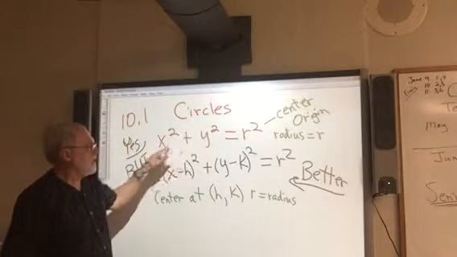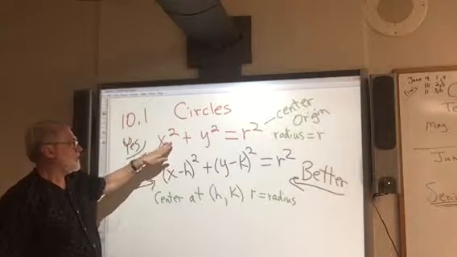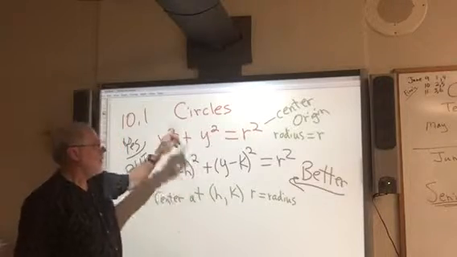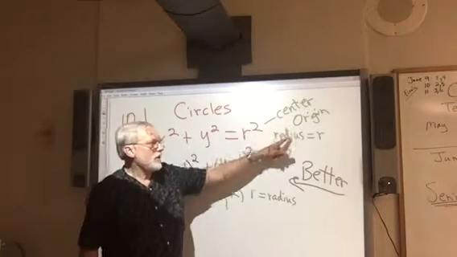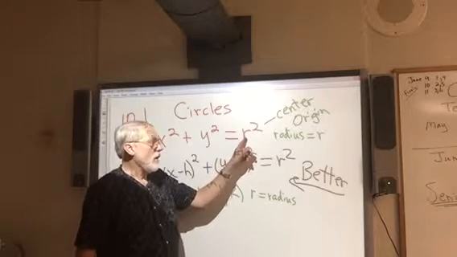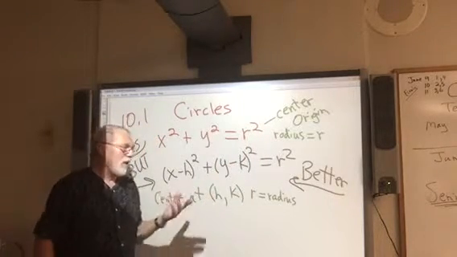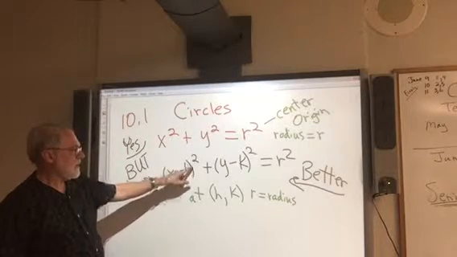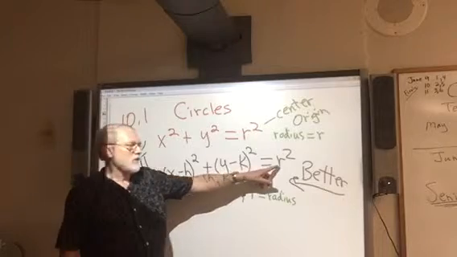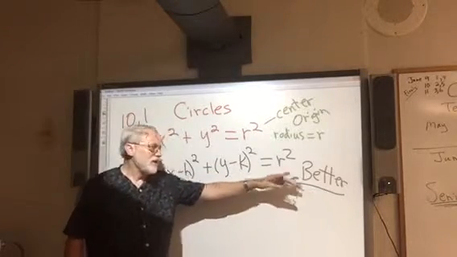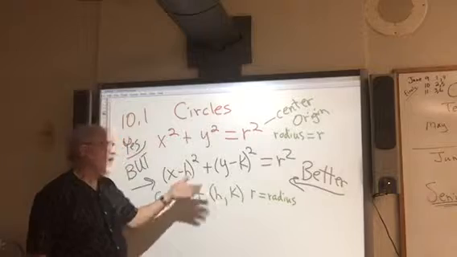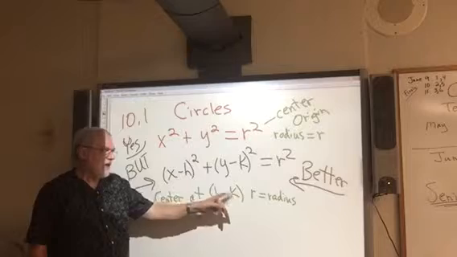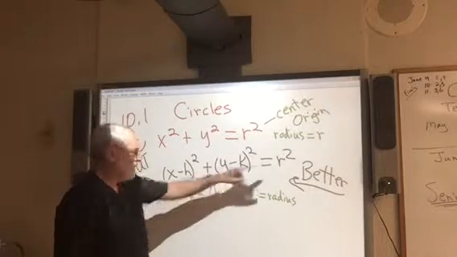10.1 is about circles. You need to remember this. This is the standard form, x squared plus y squared equals r squared. That is the equation of a circle with the center at the origin and the radius of r. R is the radius. But the better one, x minus h squared plus y minus k squared equals r squared. That's the better way to represent it, because even if it's at the origin, you put a 0 here and here, it's not really changing anything. So h, k is the center, the radius is, of course, r.